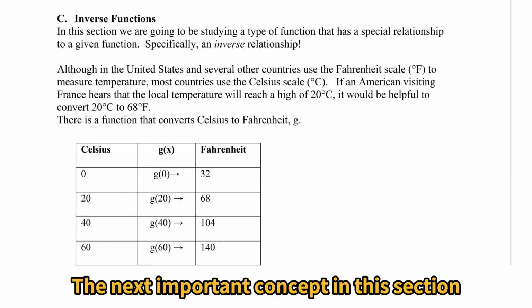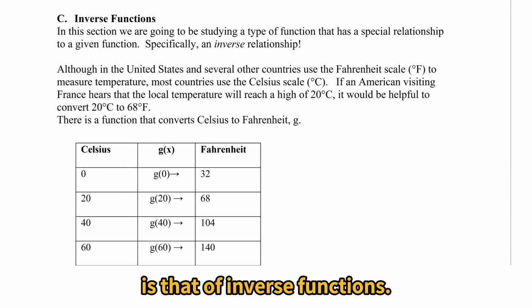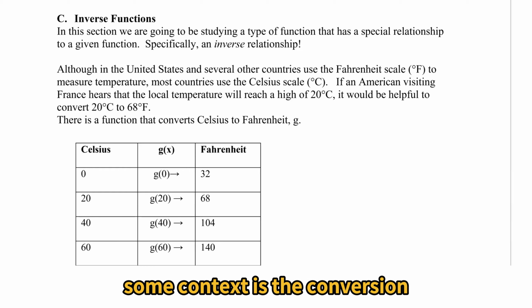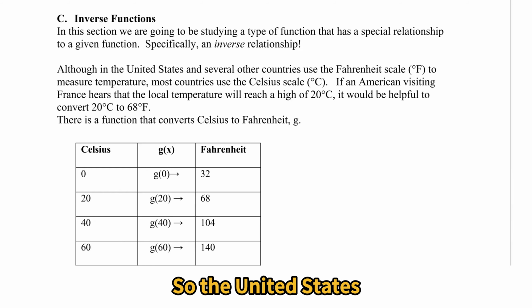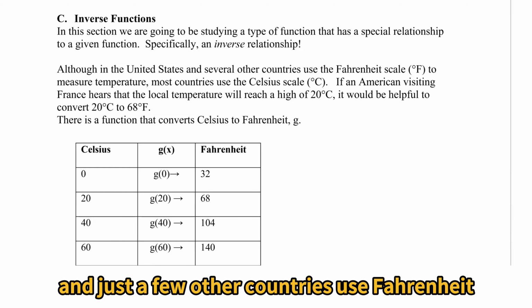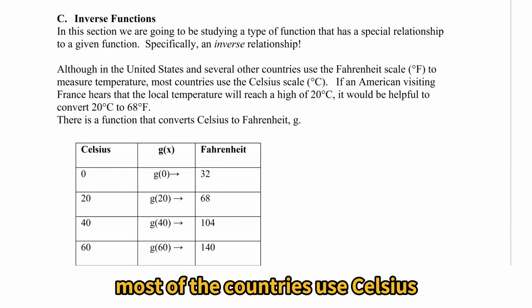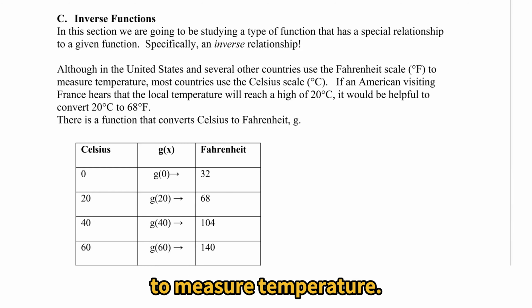The next important concept in this section is that of inverse functions. The example here to give us some context is the conversion between Celsius and Fahrenheit in temperature. So the United States and just a few other countries use the Fahrenheit scale for measuring temperature. Most of the countries use Celsius to measure temperature.